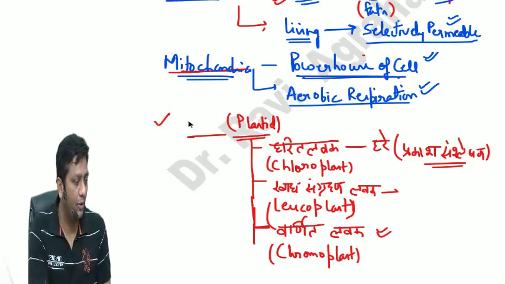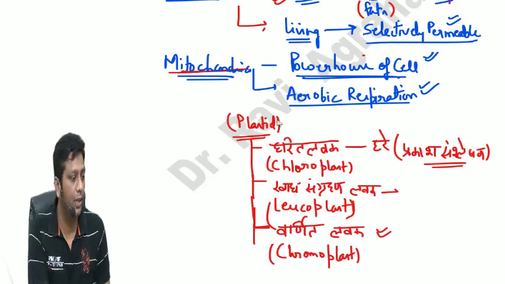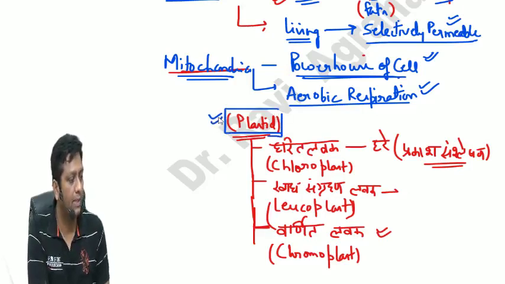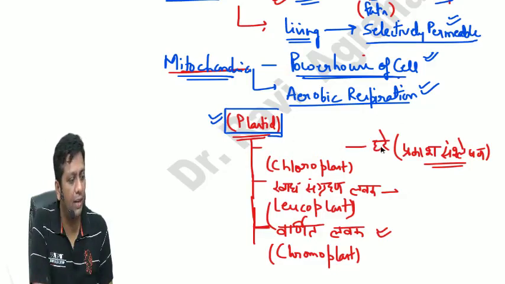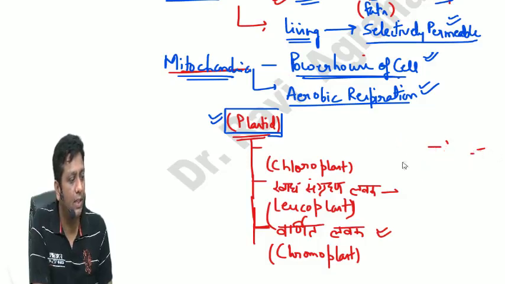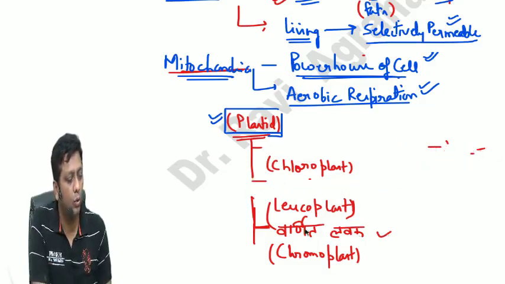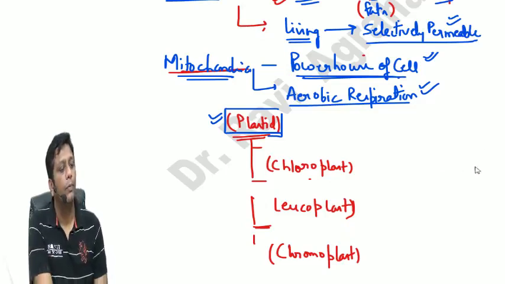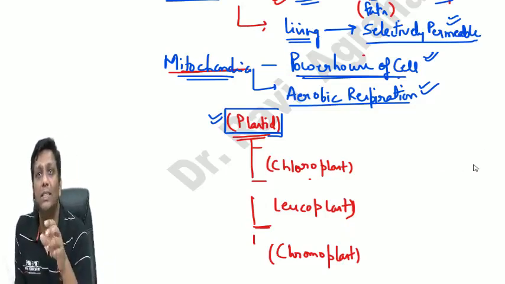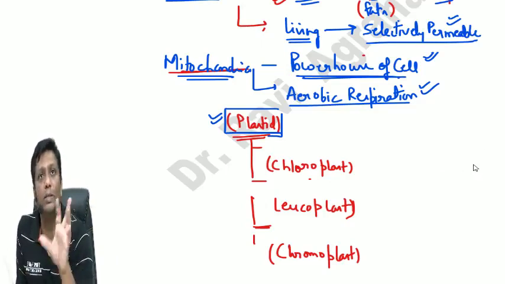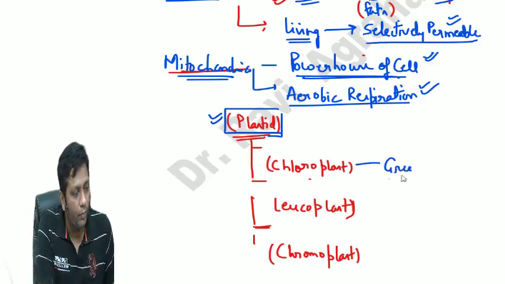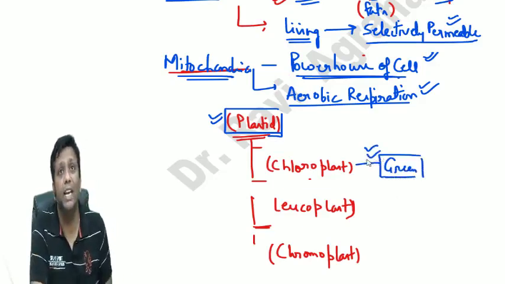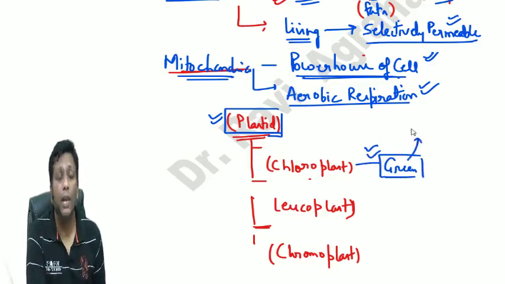Now we come to the next one, that is called plastid. Plastid is found only in the plant body, everybody knows. The different types of plastids are written there. The first is the chloroplast, the second is called leucoplast, and the third type of plastid is called chromoplast. You can see it on the screen. Chloroplast is green in color, and that's why it is involved in photosynthesis.